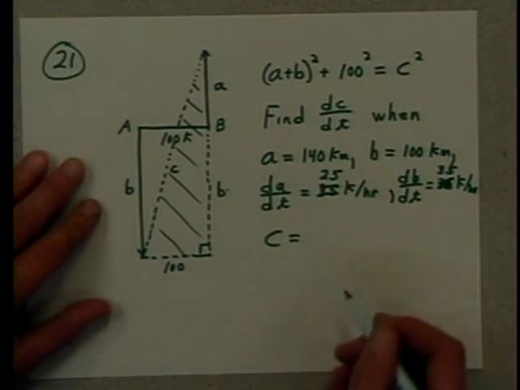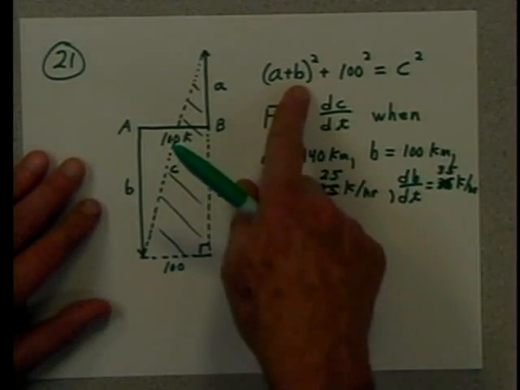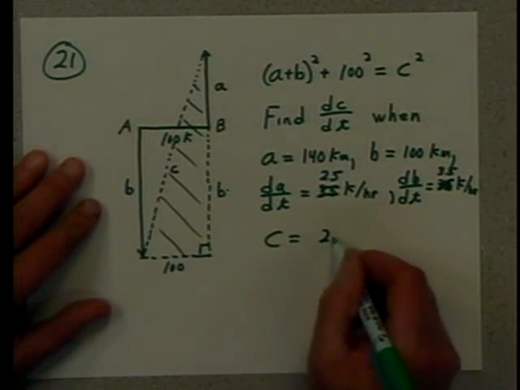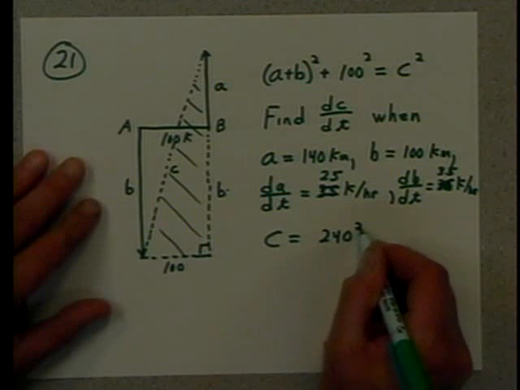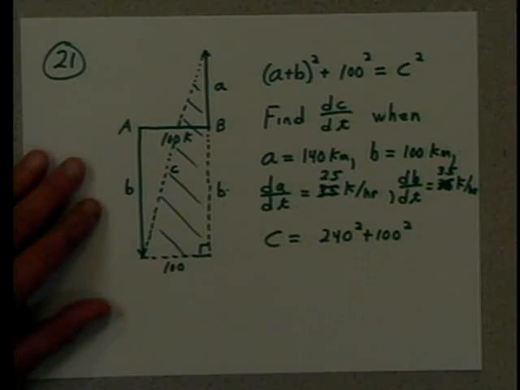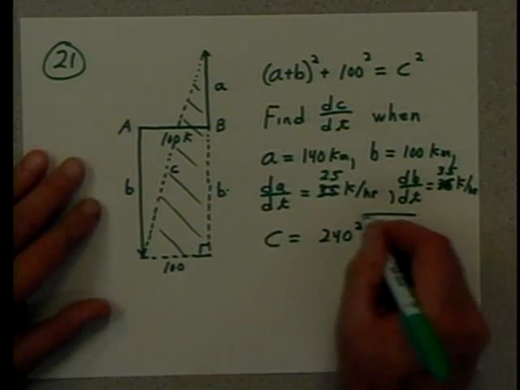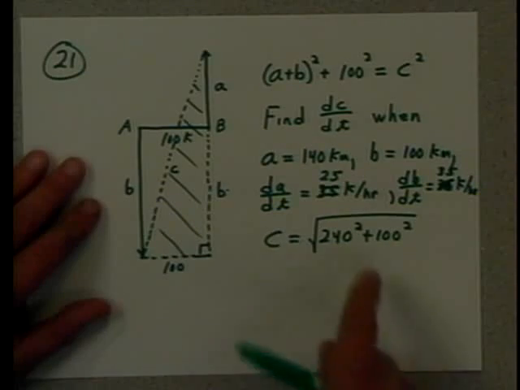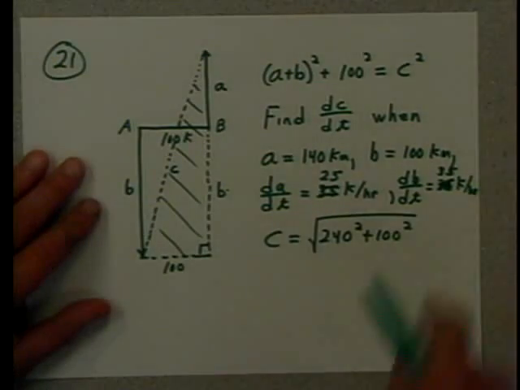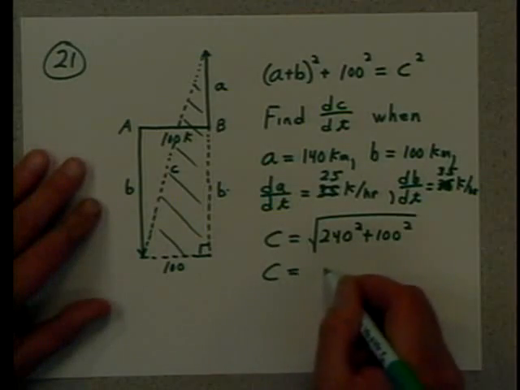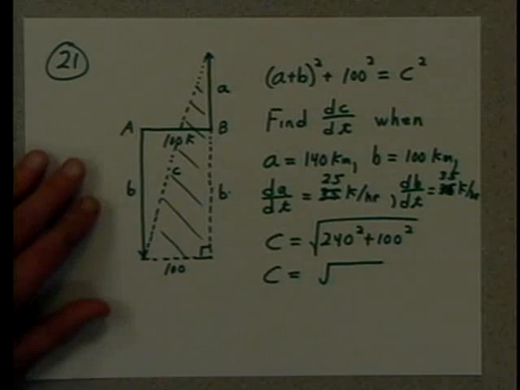Okay, let's fill it in. What's A plus B? So I have to take 240 squared plus 100 squared, right? And then the square root of that to get C? Are you okay with that? Of course, we would have had that anyway, even if we had messed them up, because it's A plus B. Okay, this would be the square root of what?